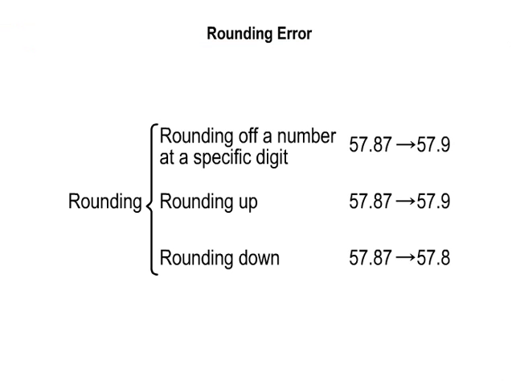What would be the value of 57.87 if you rounded it up at the second place after the radix point?